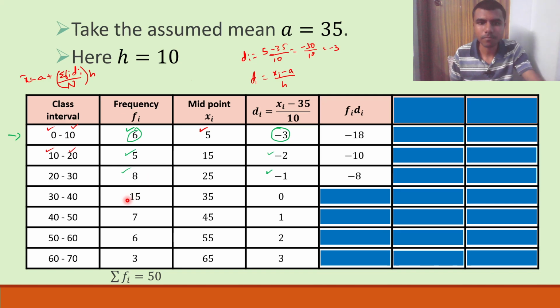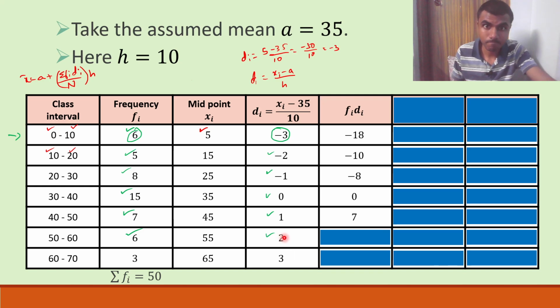Next, 8 into minus 1, minus 8. Next, 15 into 0. Anything into 0 is 0. 7 into 1, 7. Next, 6 into 2 is 12. Next, 3 into 3, it's 9.